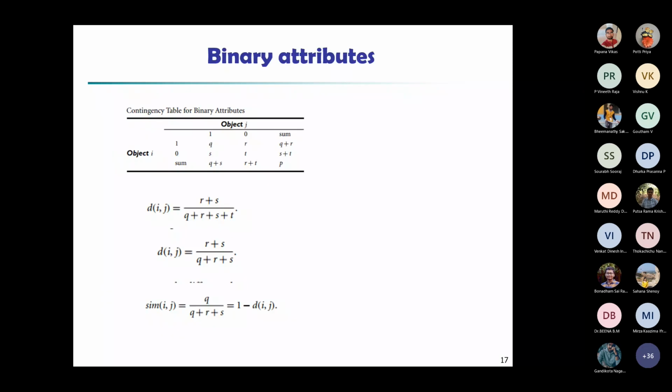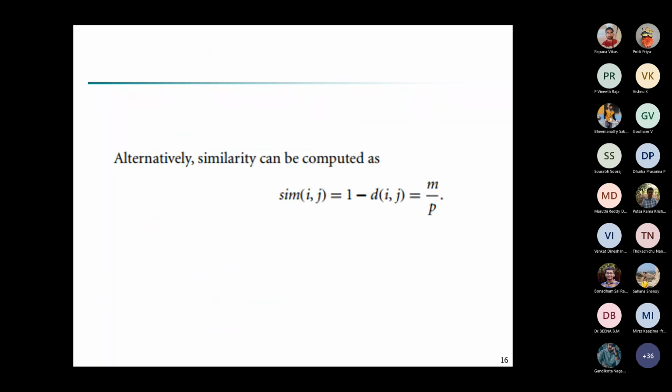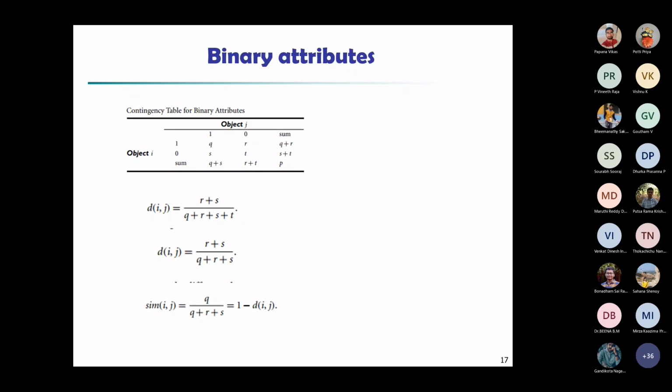Now let us talk about binary attributes. This was the example for nominal. Now we are talking about binary attributes. For binary, we know that we'll have only 1 or 0 as the value. So if we are going to compare two objects, like object I and object J, this Q, R, S, T is what is used in the formula.